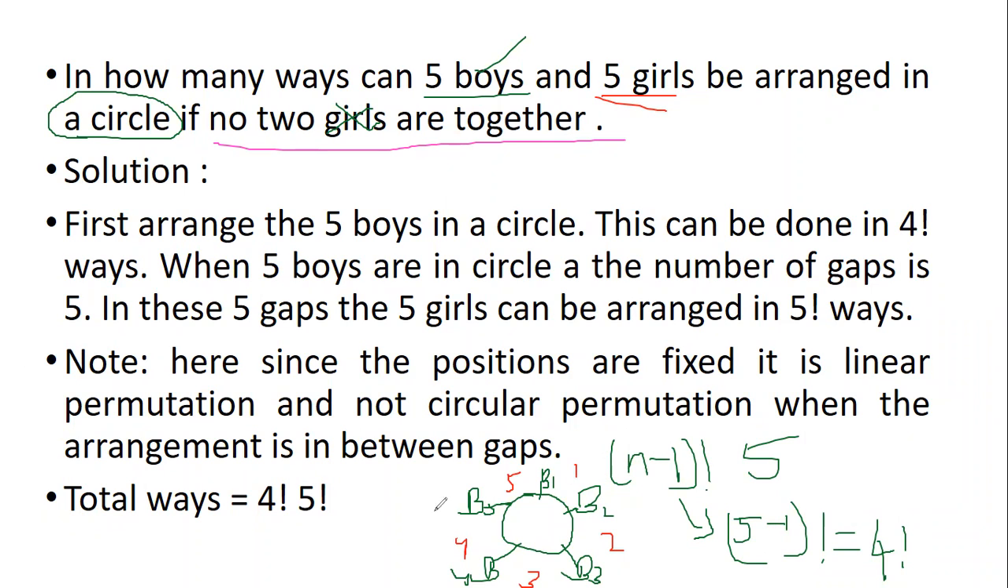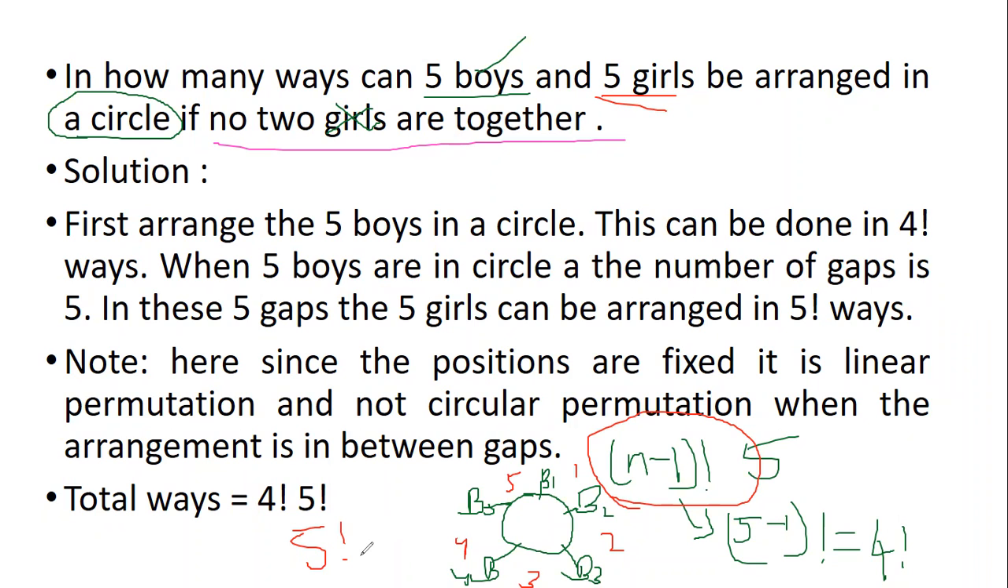Since 5 gaps are there and 5 girls are there, we will directly take it as 5 factorial. You might get confused here, saying why don't we use n minus 1 factorial? It is not necessary because first we have arranged the boys in a circle, and there we have used the formula once. So that is enough. The leftover part, we are arranging the girls. There are 5 girls and there are 5 places, so we are arranging them in 5 factorial ways.